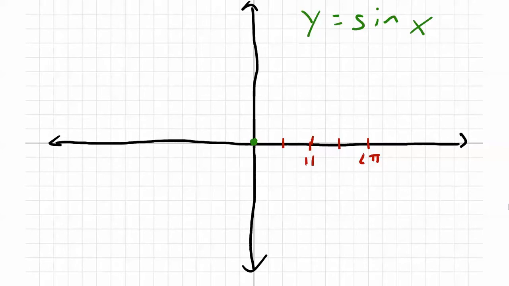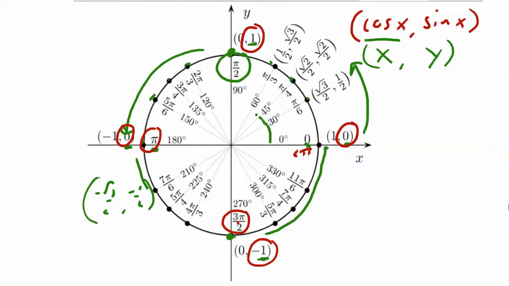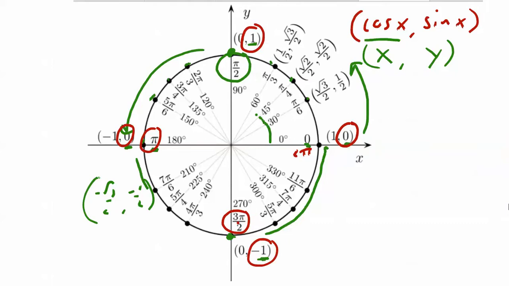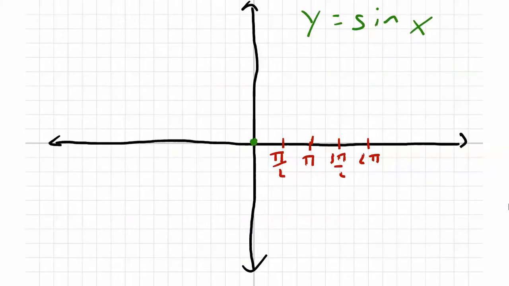Alright, then this must be my pi. This is 3 pi over 2, and this was my pi over 2. Alright, so what does my graph look like? Well, we just saw that the sine of 0 is 0. So I've got the point 0, 0, and that's already plotted. Next key point, at pi over 2, my y value is 1. So I'm going to plot the point pi over 2, and I'm going to give myself a little bit of room, and we'll call that 1 up there.